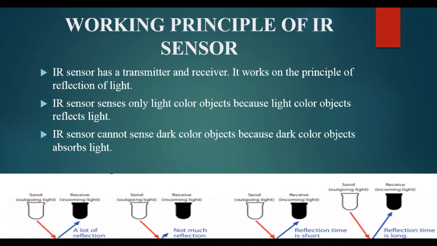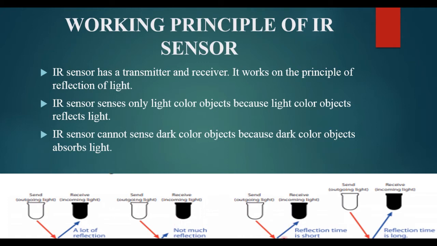So when there is a white floor and light is sent toward it, there is a lot of reflection to the receiver. And when there is a black floor, there is not much reflection, because black objects absorb the entire amount of the light and there will be no sufficient amount of light reflecting to the IR sensor, so it cannot detect dark colored objects.